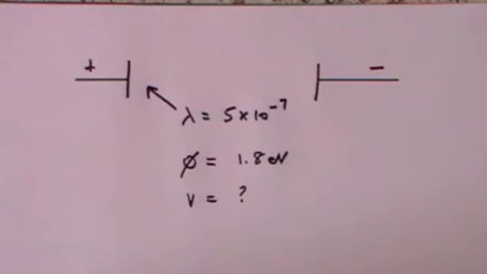Question 2. We have a cathode and an anode. The anode is the positive side of the diagram, and the anode is made of a material whose work function is 1.8 electron volts. We shine light onto that metal, and the wavelength is 5 times 10 to the minus 7 meters. And the question is, what voltage do we need to put across that arrangement in order to stop the electrons from emerging from the anode?